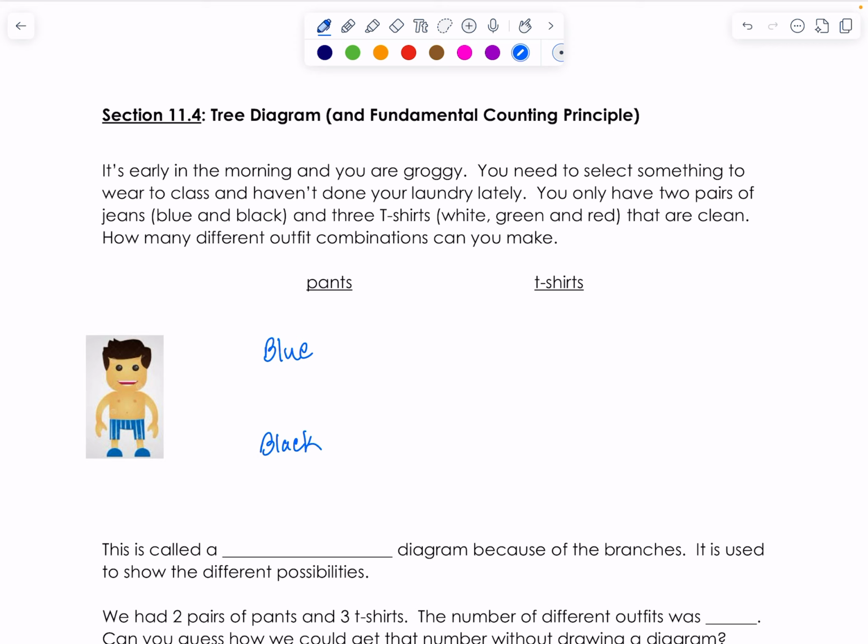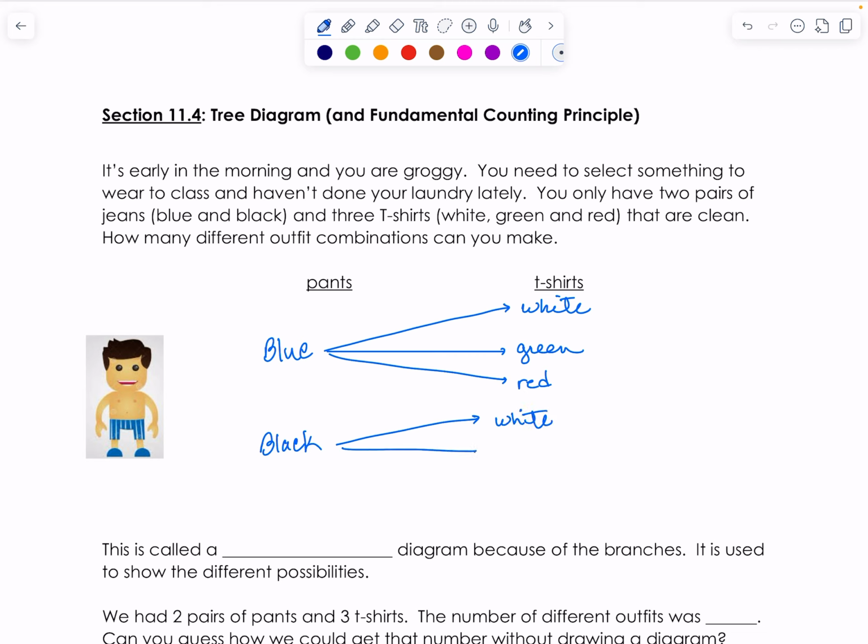So when you're wearing your blue jeans, you could then wear a white t-shirt, you could wear a green t-shirt, or you could wear your red t-shirt. So with blue pants on, you've got three outfits. And then you could do the same thing with the black. You could have white, you could have green, or you could have a red shirt. So 3 here and 3 there. So your total would be 6 outfits that you could wear.